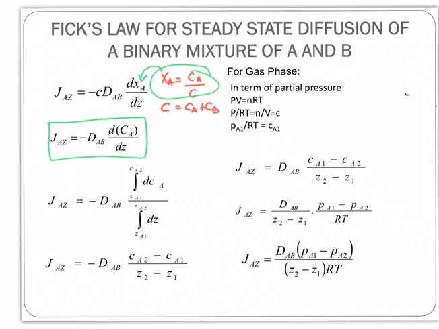Once you have this formula, take a look here: you have a negative sign, but here no negative sign. If you look at this value, CA2 minus CA1, you get a negative figure. So the negative figure will cancel off with the negative sign in front, so that you get this particular formula.